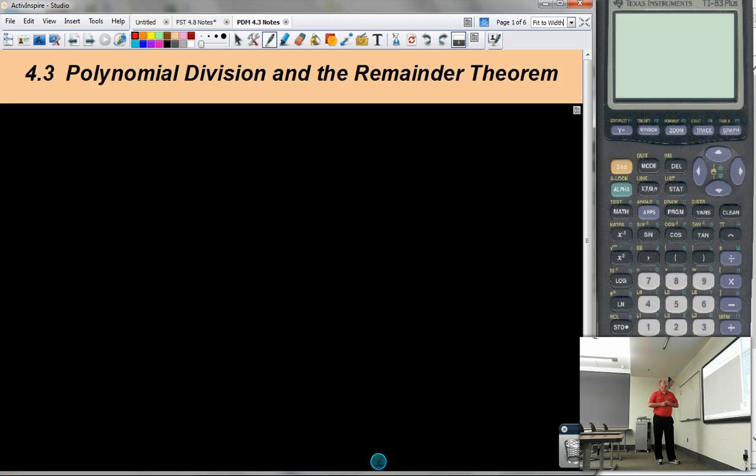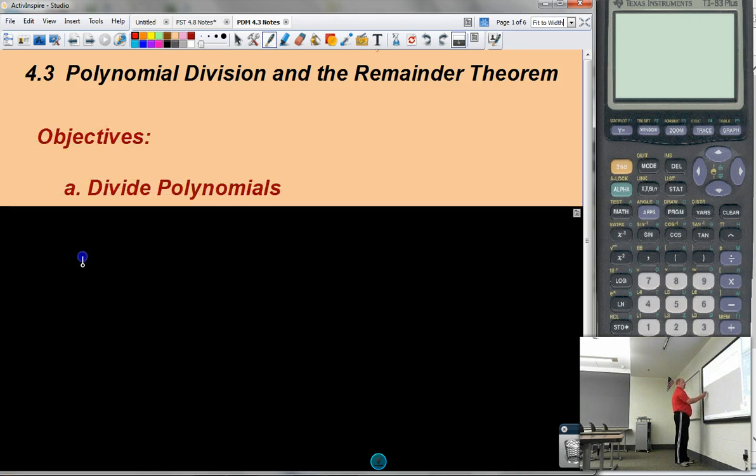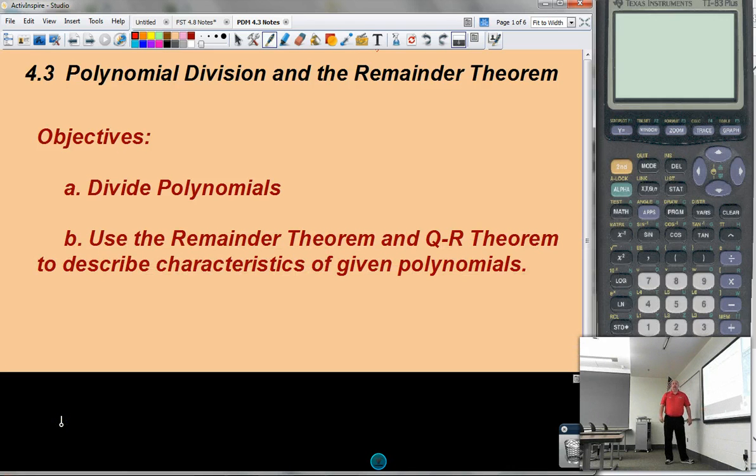So I'm going to do the notes for section 4.3, polynomial division and the remainder theorem. Polynomial division we've already talked about a little bit, but I do want to go through a couple more examples. Our objectives for today: one, divide polynomials. You're going to need to continue to do polynomial long division to determine quotients and remainders when one polynomial is divided by another. Second, we are going to use a theorem called the remainder theorem, as well as the quotient remainder theorem, or the QR theorem, to describe characteristics of given polynomials.